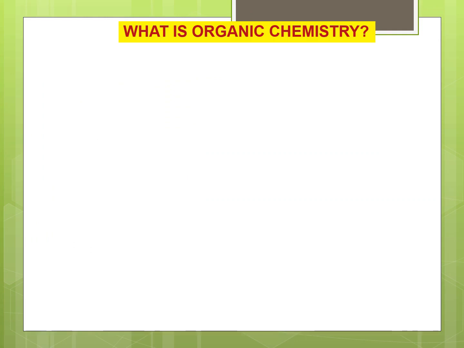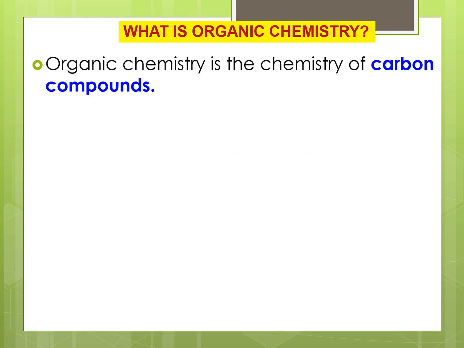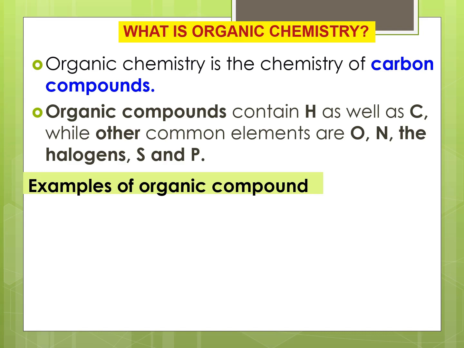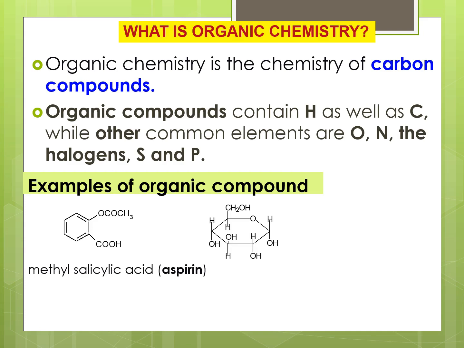What is organic chemistry? Organic chemistry is the chemistry of carbon compounds. Organic compounds contain hydrogen as well as carbon, while other common elements are oxygen, nitrogen, halogens, sulfur, and phosphorus. Examples of organic compounds are aspirin, glucose, and caffeine. These are a few examples of organic compounds that we always find in our daily life.